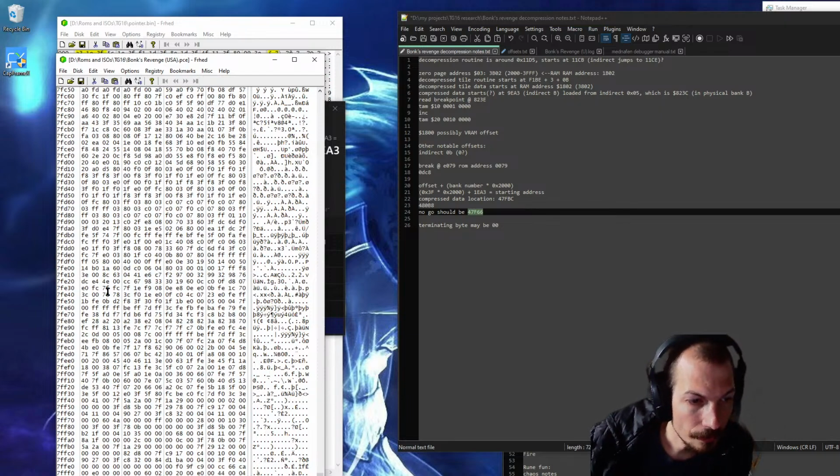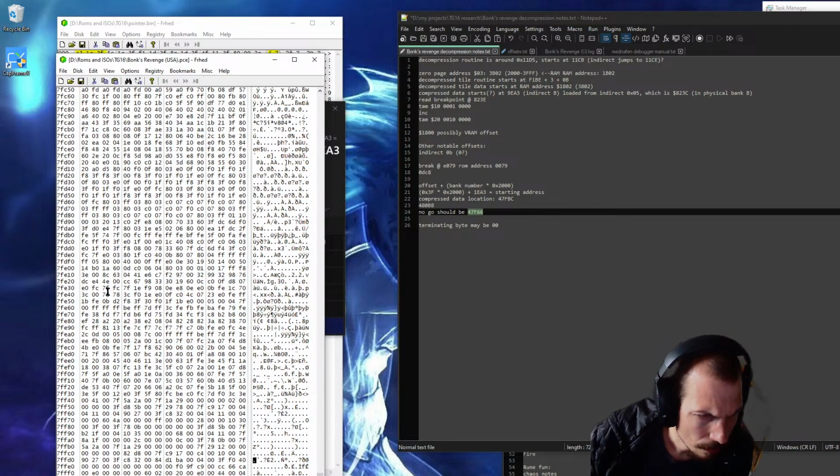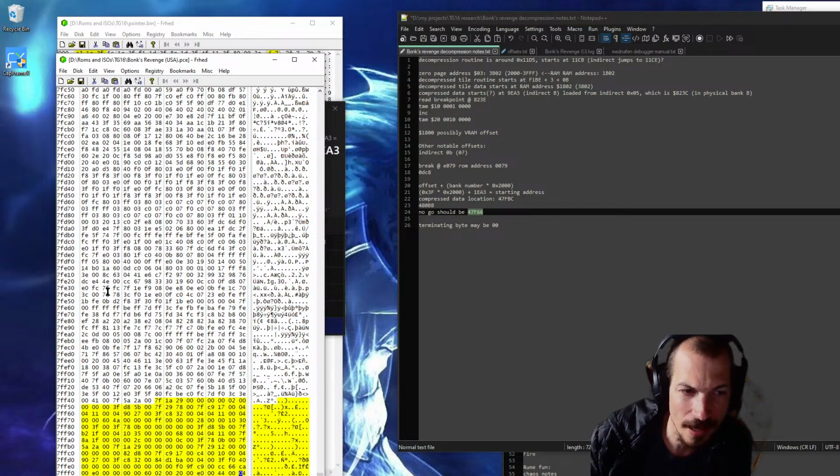So I want to say that. Let me take a closer look at this here. That maybe to here, if I had to guess, is probably the end of the compressed data, and then all this is some other data. And I'm wondering if I should even bother with it. It could be unused data. It could be something important.